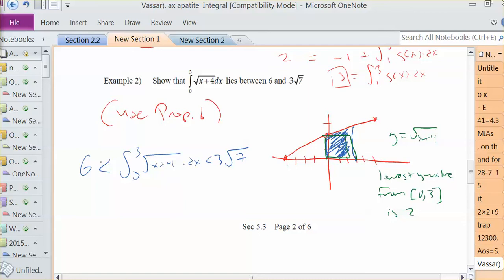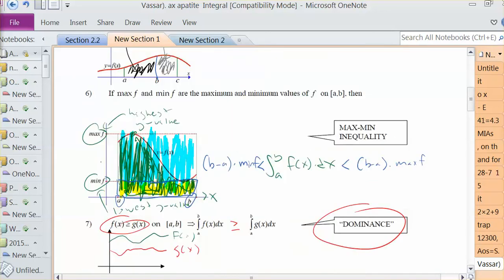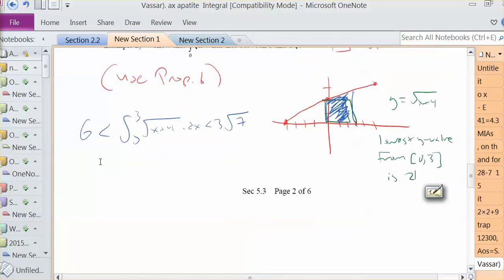So that's using, again, property 6, where you take the minimum y value and multiply by the width of the interval, b minus a times min f. So of course that's going to be 3 minus 0 times 2. So that rectangle is clearly less than the blue shaded area, which is representing our definite integral for root x plus 4 from 0 to 3.